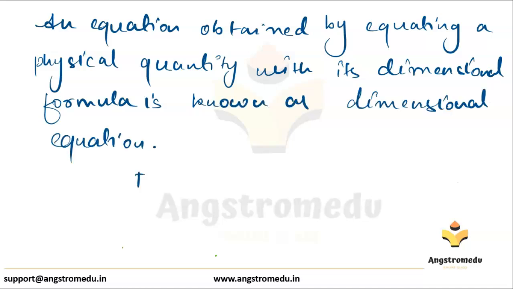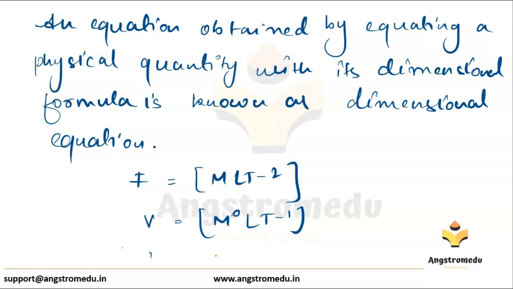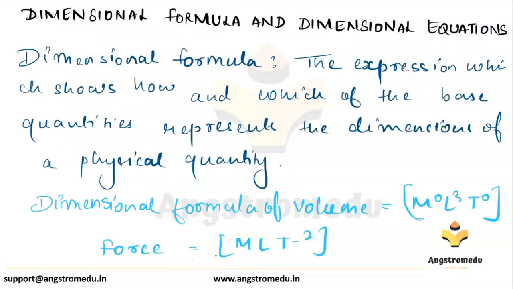For example, F is equal to M L T minus 2. V, which is velocity, is equal to M0 L T minus 1. Acceleration A is equal to M0 L T minus 2. So this is all about the dimensional formula and dimensional equation.